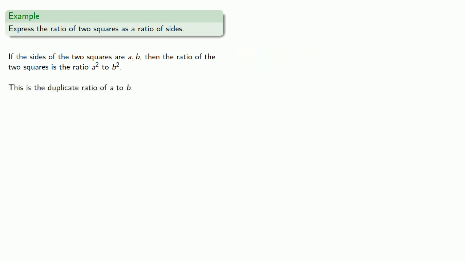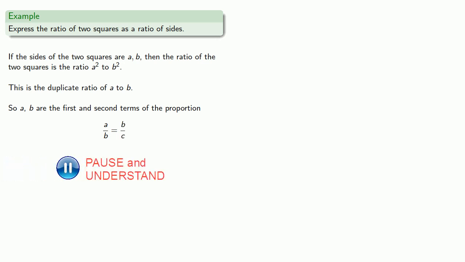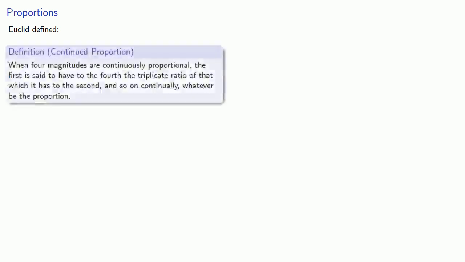Now this is the duplicate ratio of A to B. And so A and B are the first and second terms in the proportion A is to B as B is to C. And this continued proportion gives us A squared is to B squared as A is to C. And this is important because then Euclid generalizes it to the idea of a continued proportion. When four magnitudes are continuously proportional, the first is said to have to the fourth the triplicate ratio of that which it has to the second, and so on continually, whatever the proportion.